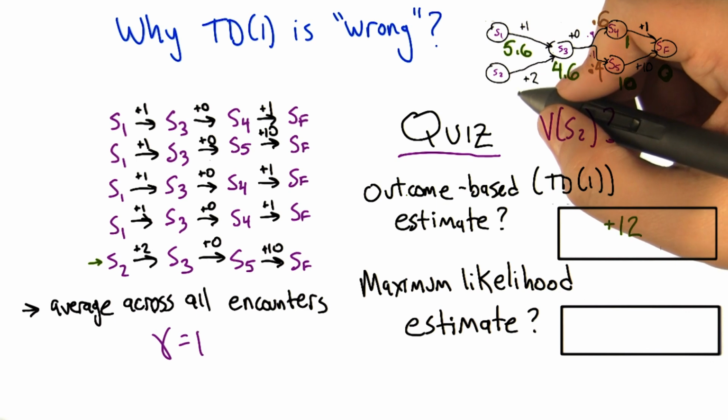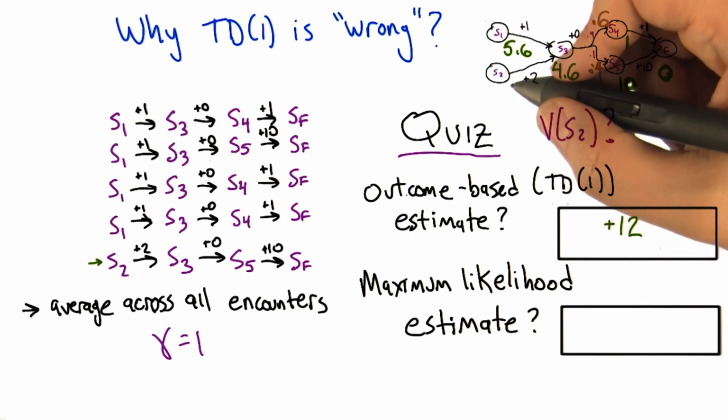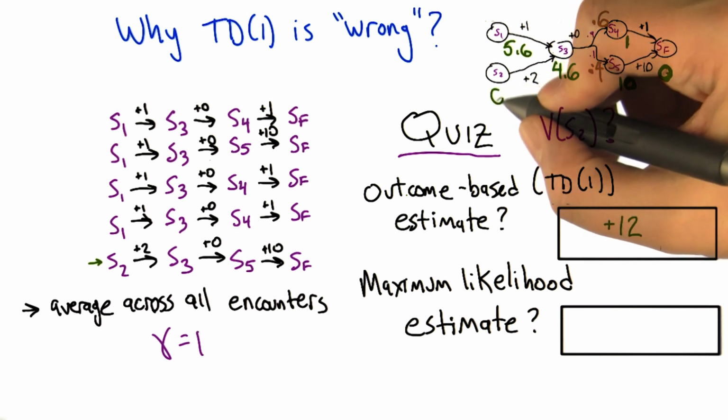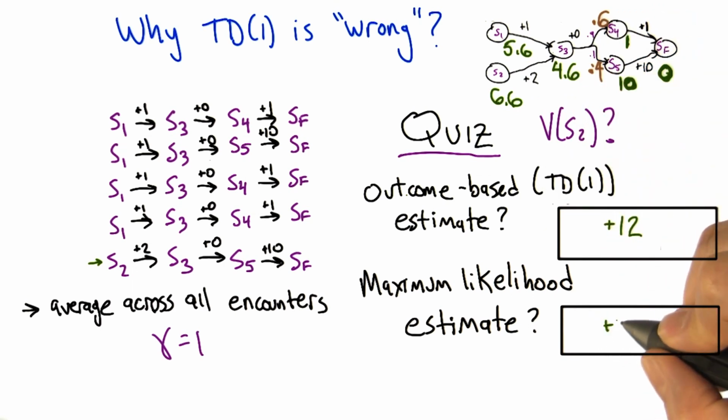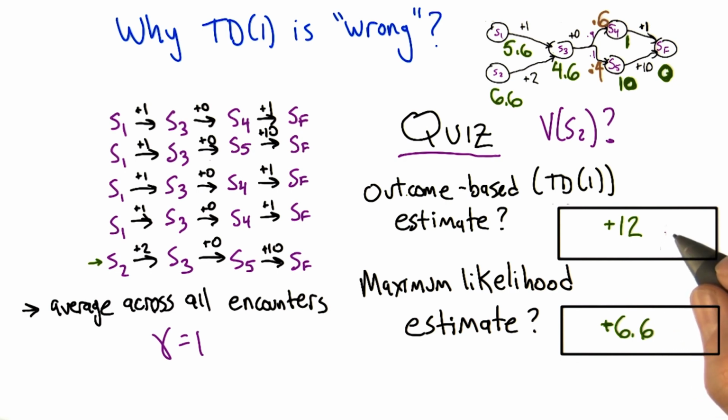But the actual question was about S2. Dun dun dun. And so it is 6.6. Proof by addition, and it works out pretty well. Okay, so 6.6 is very different from 12. Sure. I'm not sure if either one of them is right.